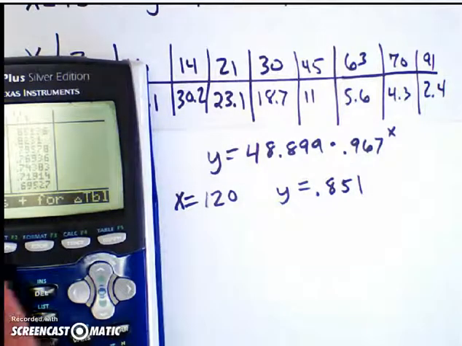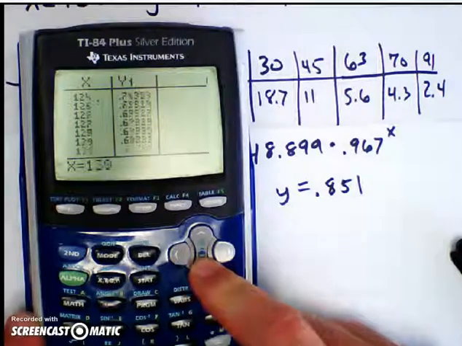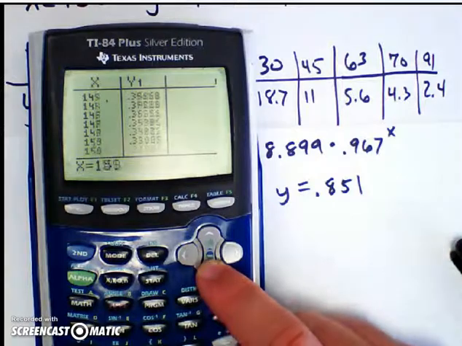So 0.851. And guys, if you notice, it's got that exponential shape to it. It's decreasing, and it starts to decrease slower and slower and slower. And it looks to me like it's slowly approaching 0, but it's kind of hard to tell.